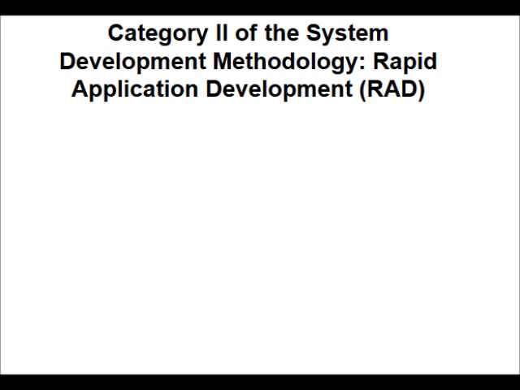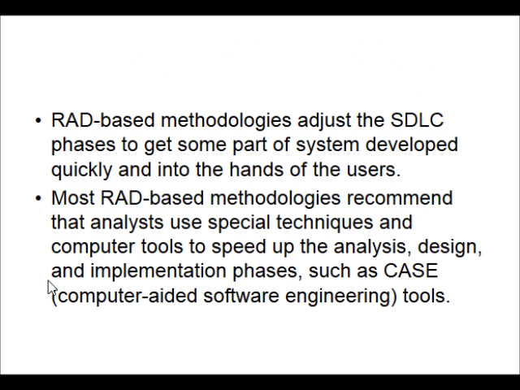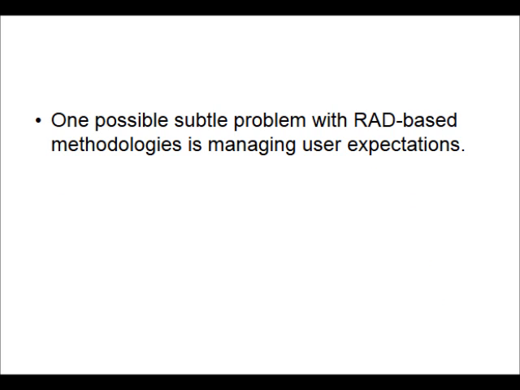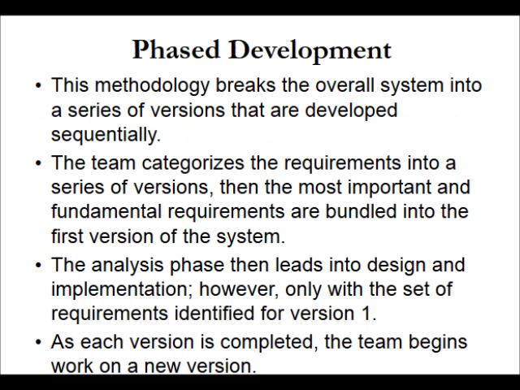Category 2 of the system development methodology, rapid application development, also called RAD. RAD based methodology adjusts the SDLC phases to get some part of the system developed quickly into the hands of the user. Most RAD based methodologies recommend that the analyst use special techniques and computer tools to speed up the analysis, design, and implementation phases, such as CASE, computer aided software engineering tools. One possible subtle problem with RAD-based methodology is managing user expectations.